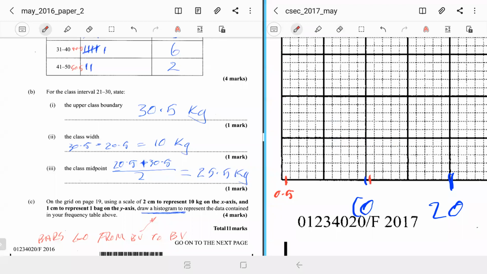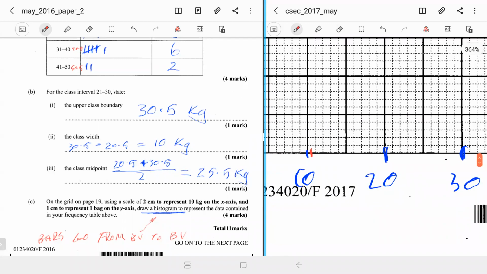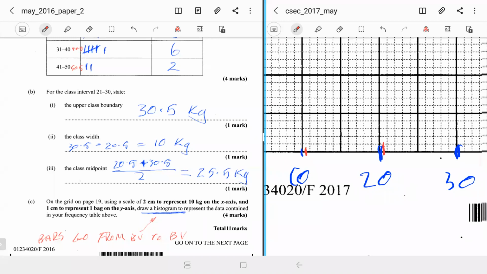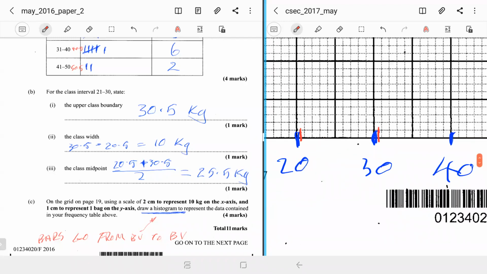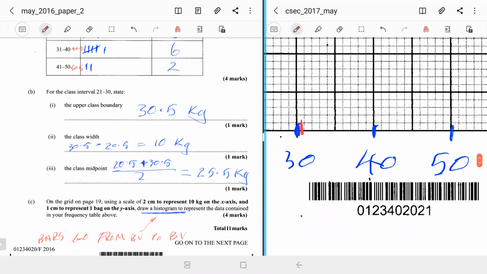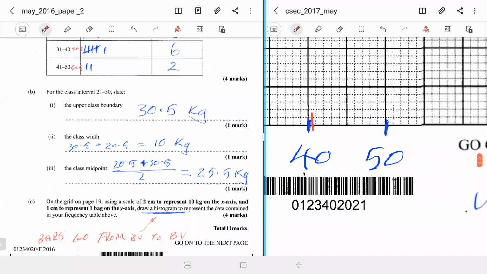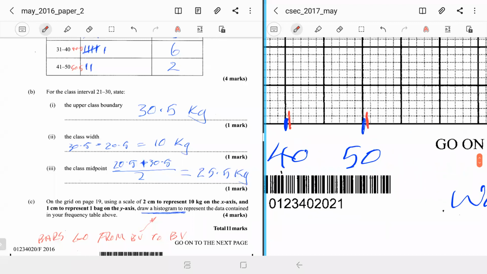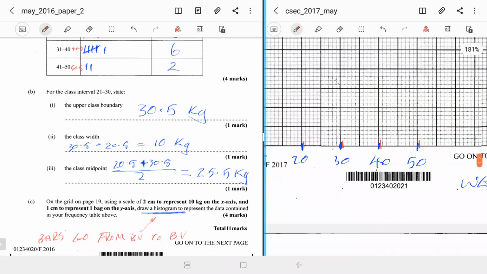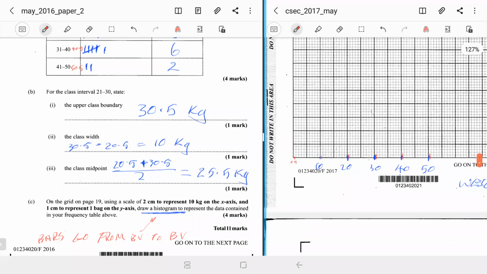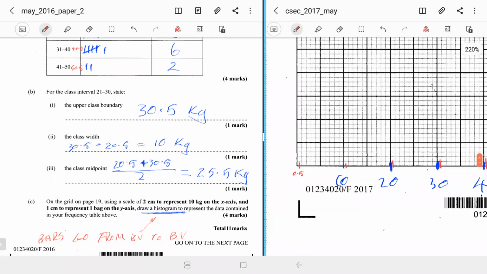So what I'm going to do, I'm going to mark all my 0.5. This is the next 0.5. This is 30.5. This is 40.5. This is 50.5. That's where the bars go, at the boundary values. And this is 0.5. First bar starts here.